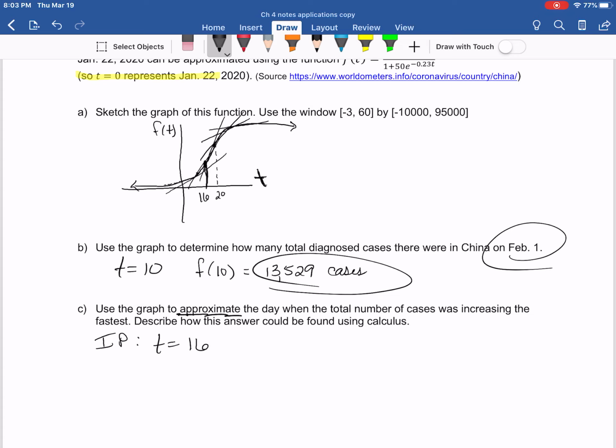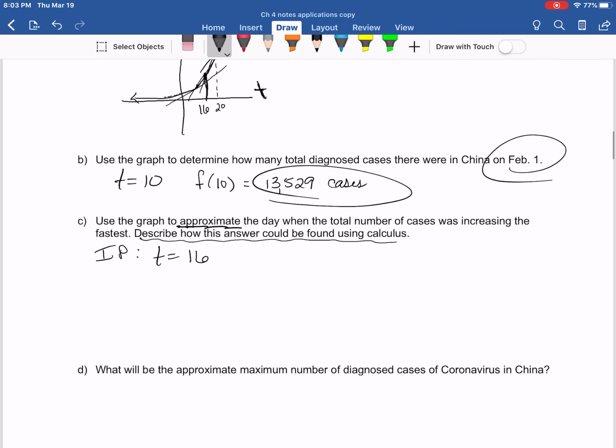So describe how this answer could be obtained using calculus. I don't have room to write it all out, but the process is going to say you want to find where the second derivative is equal to 0 and solve that for t. Solve for t. And that would give you the inflection point. Okay?